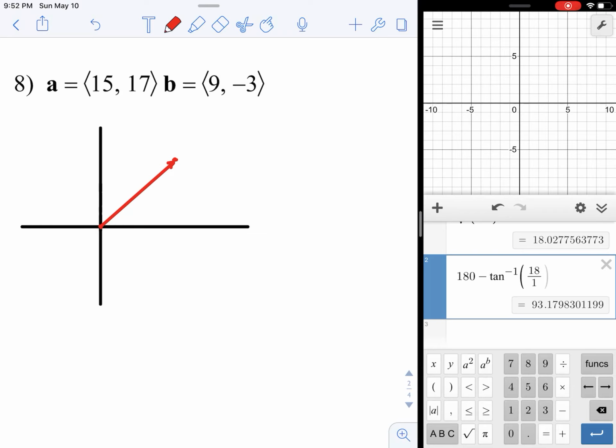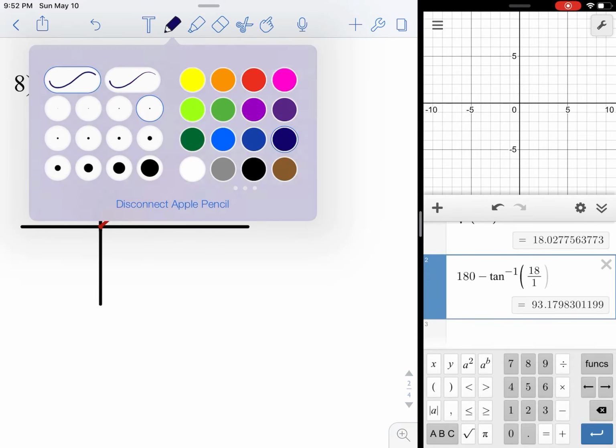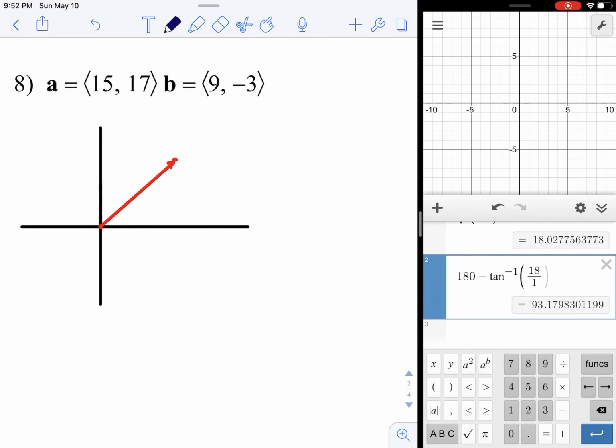Okay. My vector B, let me do that in, how about blue? Okay, so from here, I go 9, negative 3. I have to go horizontally 9, down 3. So, and remember, if this is 15 and this is 17, so 9 isn't going to be that far. Well, it might be a little bit farther. Negative 3 is going to be very short, so that might just take me to there.